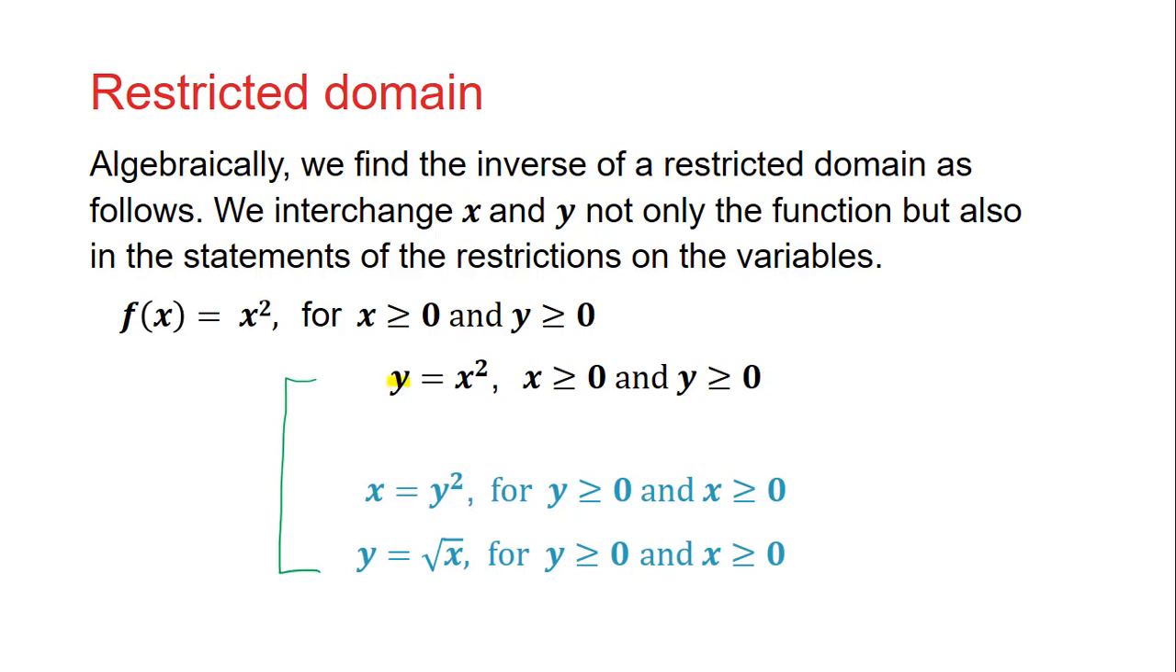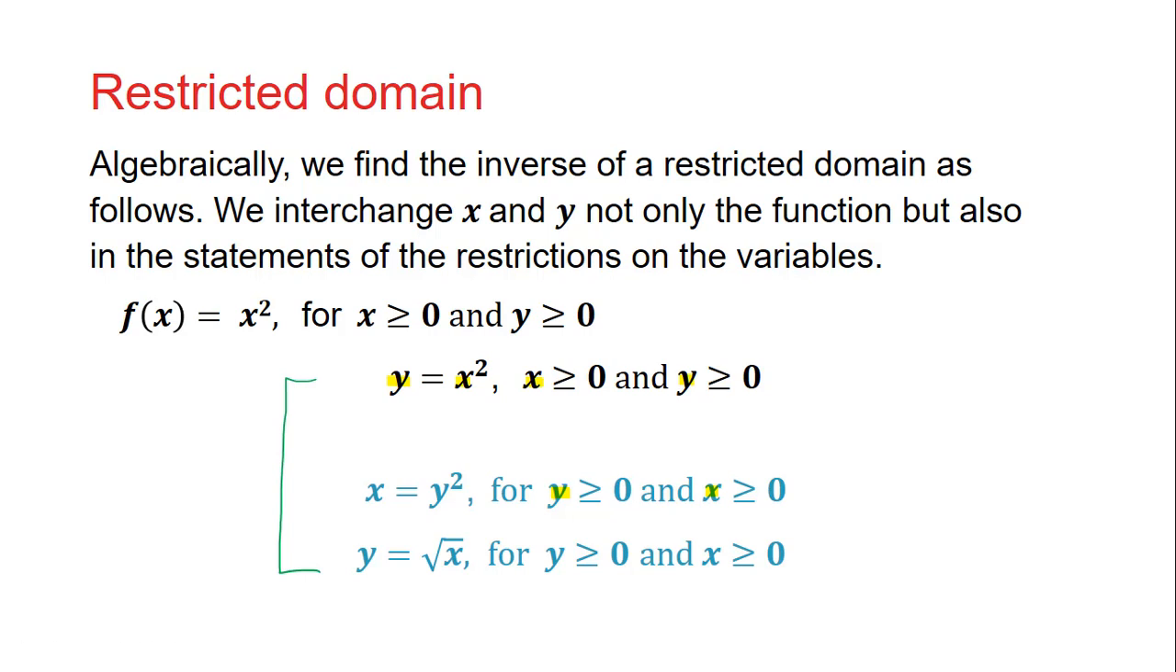Then we have to interchange the x and the y. So we do that in the function to become x equals y squared for y greater than or equal to 0 and x greater than or equal to 0. So we interchange them also in the restriction on x and y. Then we can solve that resulting equation for y to get y is equal to the square root of x.